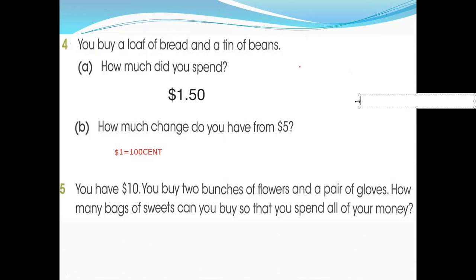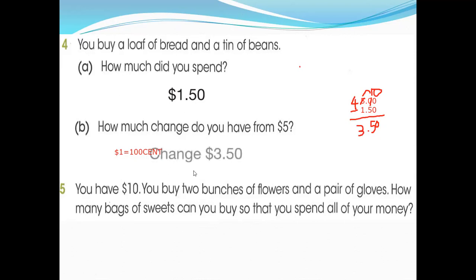$5 minus 1.50. So just minus it, but we should minus carefully. The top should be the bigger number. If the top is the smaller number, you cannot minus it. 0 minus 0, 0. 0 minus 5 is not possible. Take 1 from here. If you take 1 from here, this 0 changes into 10. And this 5 changes into 4 because I give 1 to the next number. So now 10 minus 5 is possible, 5. And here 4 minus 1 equals 3. So $3.50. We write here change, or we get back $3.50.